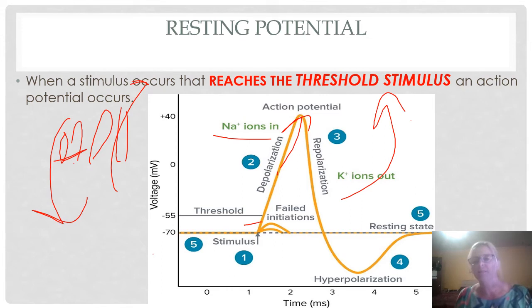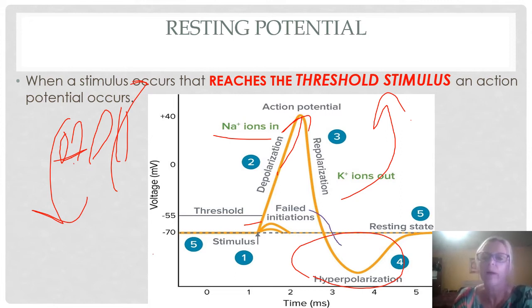Now, potassium ion channels are not completely in sync with sodium, so it takes a little bit of time for them all to close, and then the sodium potassium pump has to kind of catch up and restore that balance, and that is where we get what we call overshoot or hyperpolarization. So it takes a little while.